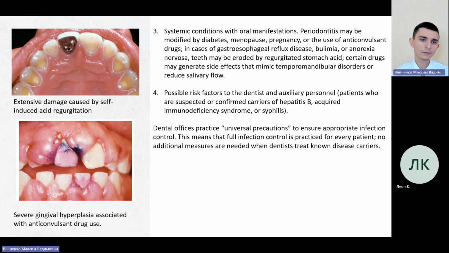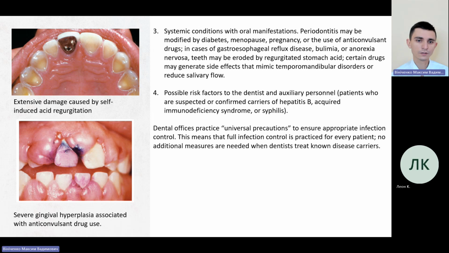The third, systemic conditions with oral manifestations. Periodontitis may be modified by diabetes, menopause, pregnancy, or the use of anticonvulsant drugs. In cases of gastroesophageal reflux disease, bulimia, or anorexia nervosa, teeth may be eroded by regurgitated stomach acid. Certain drugs may generate side effects that mimic temporomandibular disorders or reduce salivary flow.